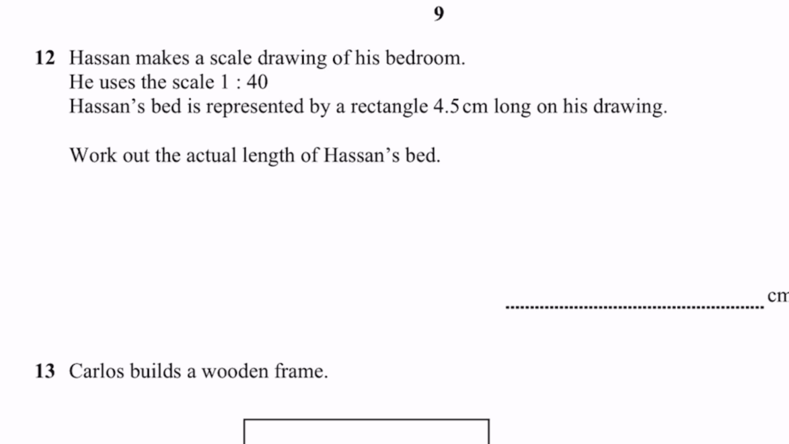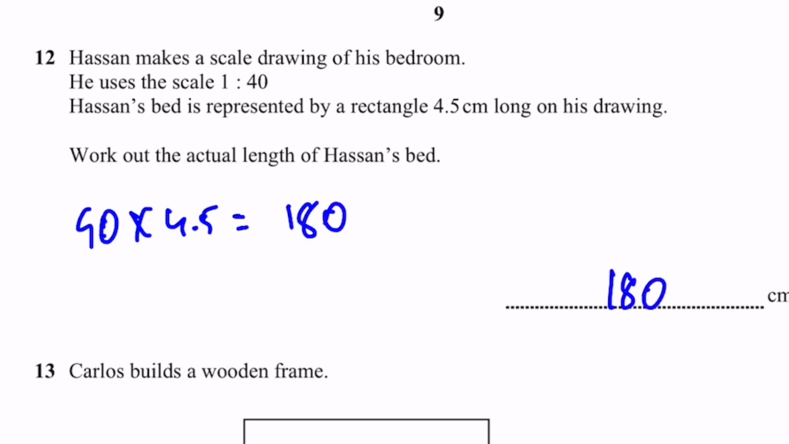Question 12. Hassan makes a scale drawing of his bedroom. He uses the scale 1:40. Hassan's bed is represented by a rectangle 4.5 centimeters long on his drawing. Work out the actual length of Hassan's bed. So the scale is 1:40 and 4.5 is the scale drawing. So it just means 40 times 4.5. And we can do that and get the answer as 180. And that's 180 centimeters. That's the answer.